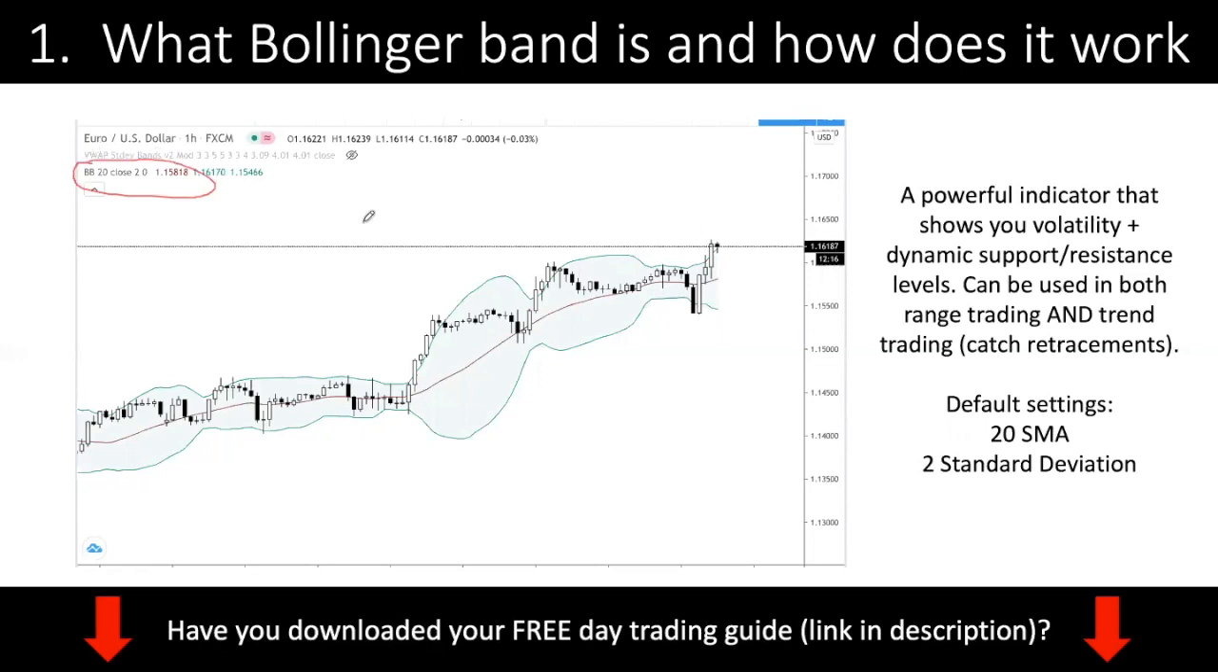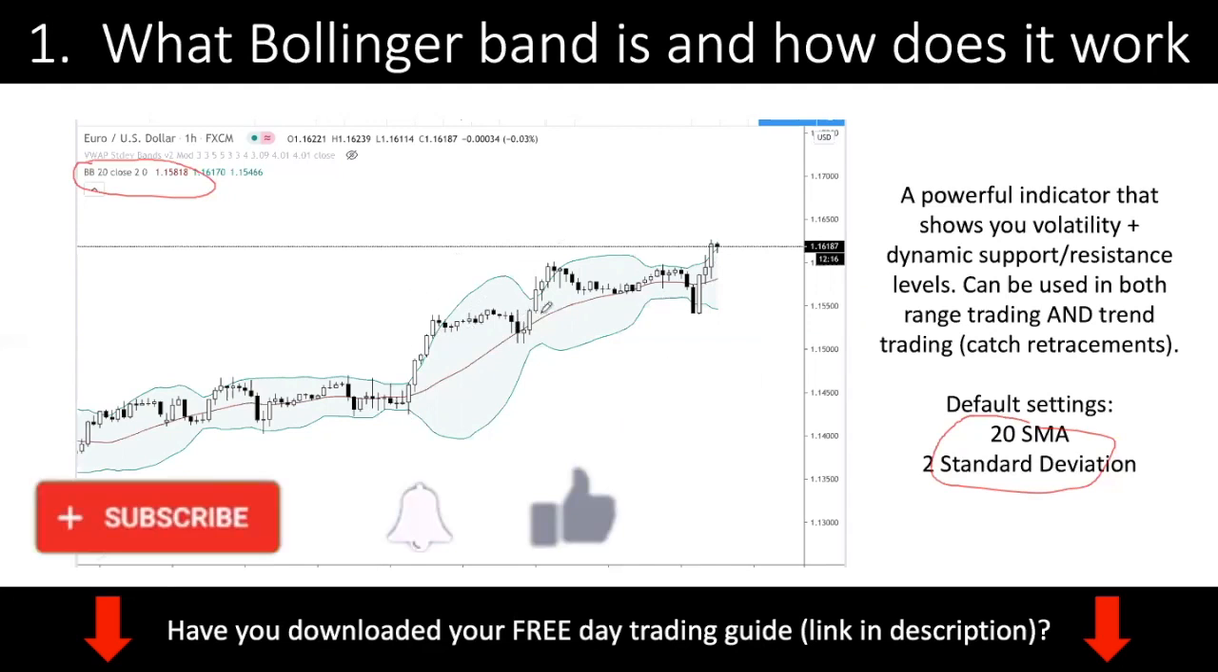In this case, I'm using the default settings: 20 simple moving average and 2 standard deviation. These are the typical settings that a lot of brokers and platforms use, so when you set it up, you don't really need to adjust it much. You should see something like this, with the indicator around the price.